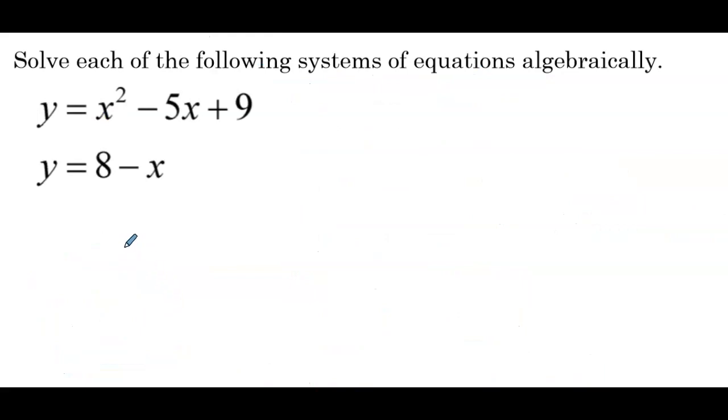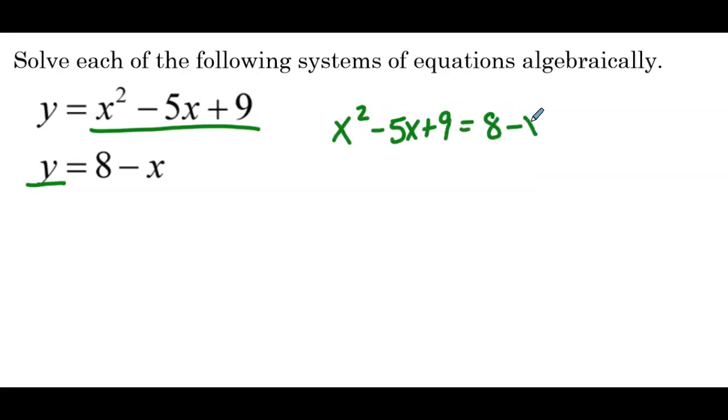Next up, y equals x squared minus 5x plus 9, and y equals 8 minus x. So we'll substitute x squared minus 5x plus 9 in for y. So we have x squared minus 5x plus 9 equals 8 minus x by substitution. We have a quadratic equation, need that equal to 0. So we'll add x to both sides, so that will make it minus 4x. Subtract 8 from both sides, that will make it plus 1.